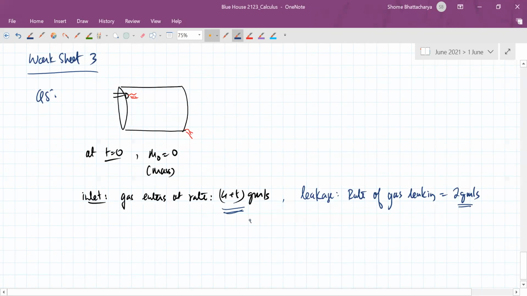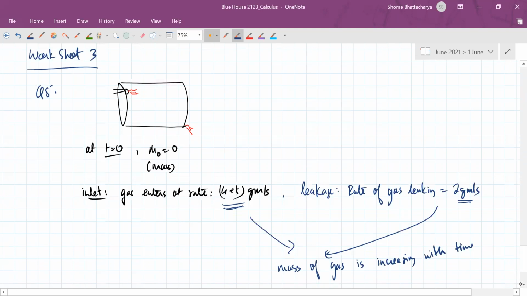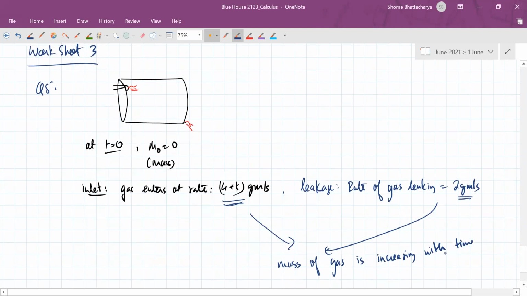So overall what is happening, we can understand that overall the mass of gas is increasing with respect to time, because the rate of inlet is greater than the rate of leakage. Okay. So far this is clear? Yes, sir. It's making sense now what I'm saying.